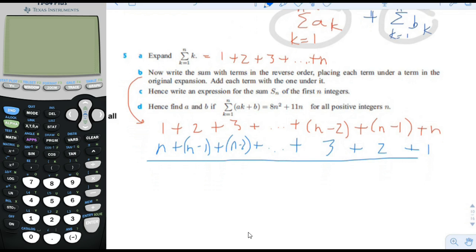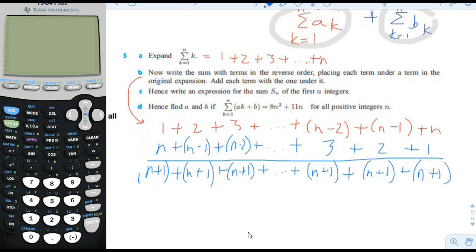So then we end up with n plus 1, and then if you add 2 with n minus 1, you end up with n plus 1. And then if you add 3 with n minus 2, you end up with n plus 1. Right? So here you also end up with n minus 2 plus 3 is equal to n plus 1. You see this trick?